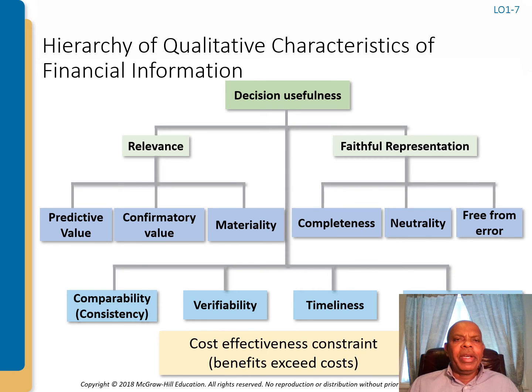Okay, when it comes to financial information, let's take a look at the hierarchy of qualitative characteristics of financial information. Decision usefulness. Now, in order for you to make proper, accurate decisions, you have to have proper information, right information, accurate information, right? So it has to have relevance to what you're looking at, and faithful representation is important. In the next couple of slides, we're going to go over all these items. This is the basic information.